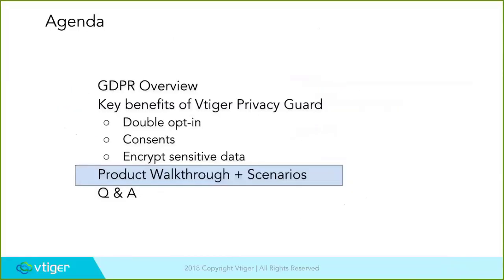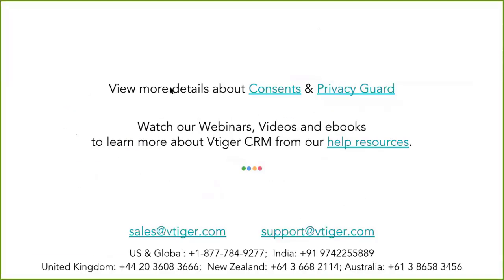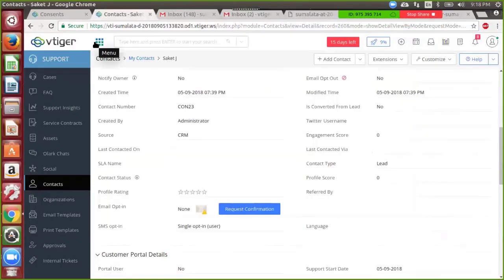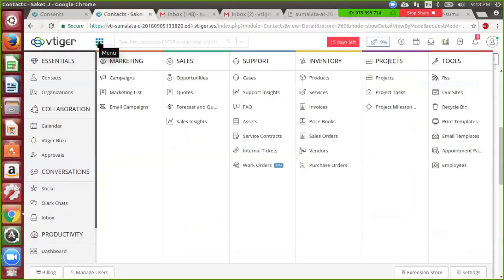I'll take you to the product. Let me go back to my screen. Just give me a moment. So here I will go to my instance. This is the instance I've logged in to right now. I'll demonstrate how the configurations are made to seek consent from your contacts, and also how the encryption is done, and show you how to get double opt-in from the contacts. All right.